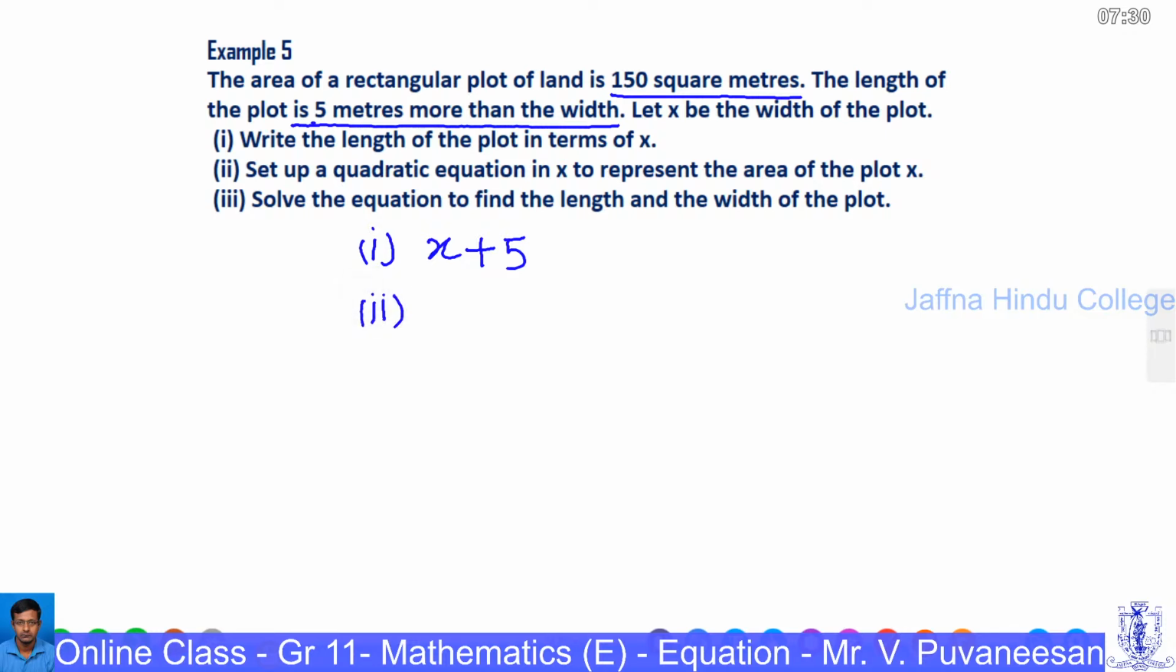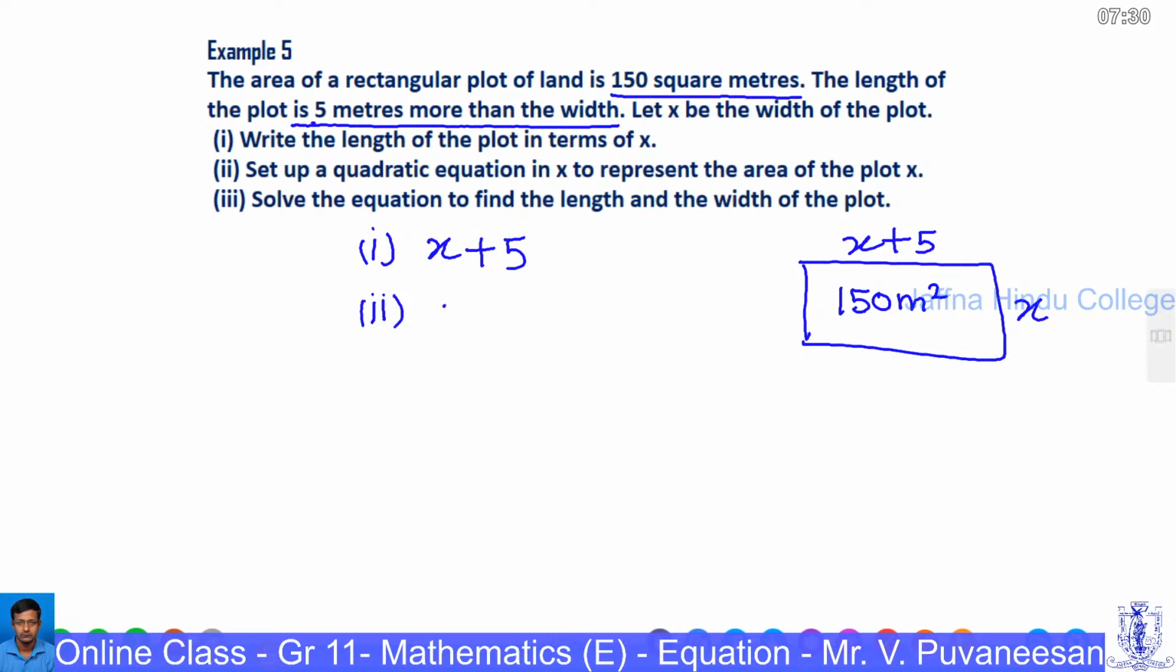Now we represent this information in a picture. There is a rectangular plot of land, area 150 meters square. They say take x be the width of the land. So we find length is x plus 5. Now we know the length and width of the land, so when we multiply length and width, we get area, that is 150 meters square.